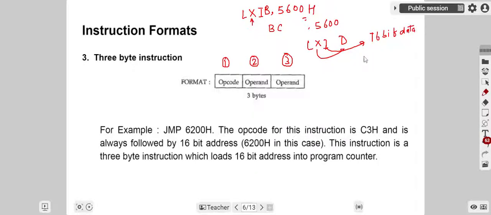A 16-bit operand is required. So this X means extended. For D, extended means the DE register pair. So what this instruction will do: suppose 5600H data has been provided with this instruction, the higher order data will be copied into the higher order register, and the lower order contents will be copied into the lower order register. Similarly, one another example has been given here, JMP 6200.